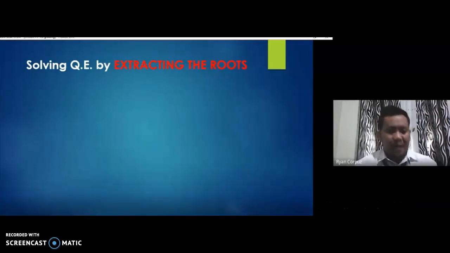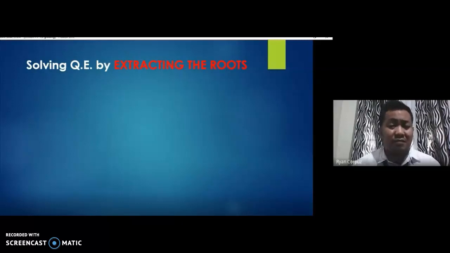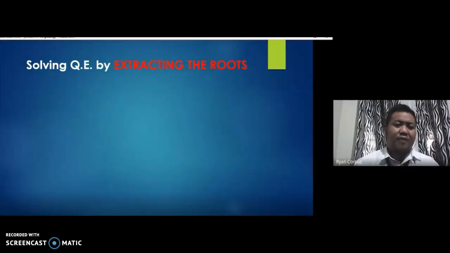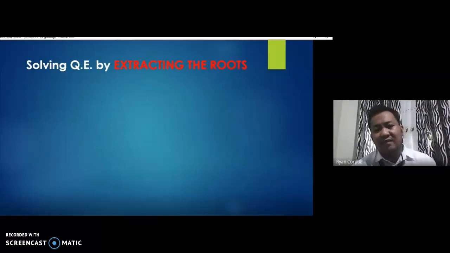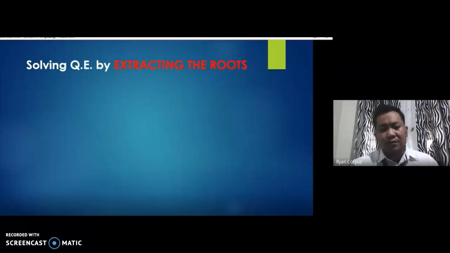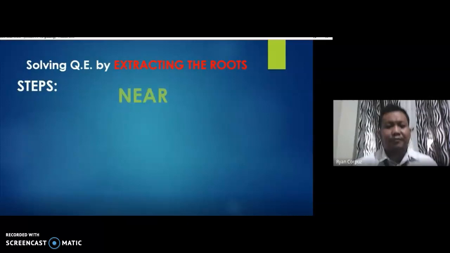Quadratic equation by extracting the roots. So how are we going to solve quadratic equation by extracting the roots? We can solve it by following certain steps. These steps in solving a quadratic equation by extracting the roots, I hide in an acronym, which is what we call NEAR.